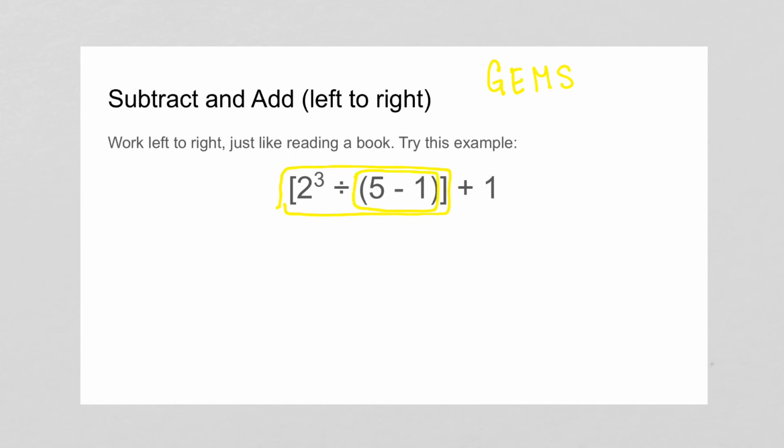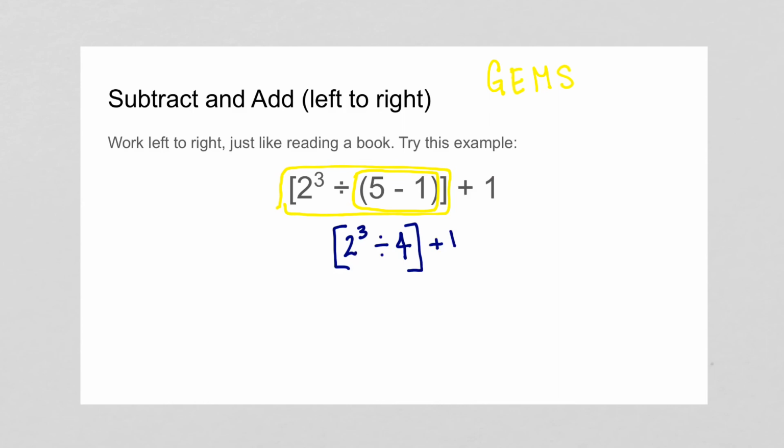So I want to look inside the brackets and start my gems all over. And I do have grouping symbols inside there. So let's work on that. What is 5 minus 1? Well, easy enough. That's 4. But now I can't get rid of the other stuff. It's just waiting for its turn. It didn't vanish.